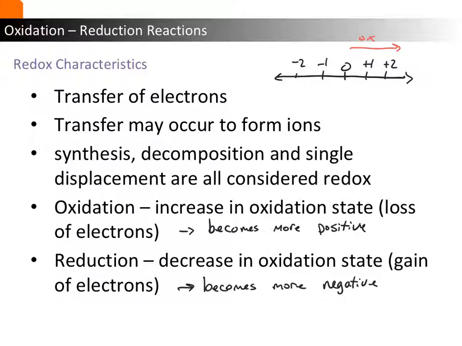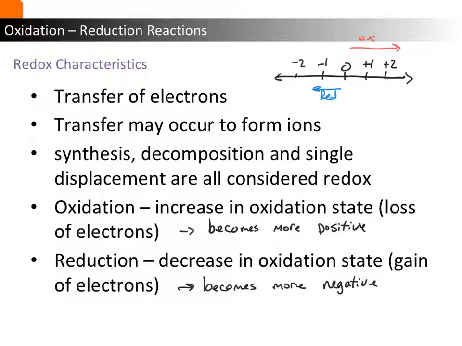Whereas reduction, on the other hand, would be a situation where you're gaining electrons, and so you are becoming more negative or less positive. So if you think about the number line, if you move to the right, starting at 0 or +1 and becoming more positive, you're oxidation, and at 0 or -1 or -2 become more negative, you're being reduced.